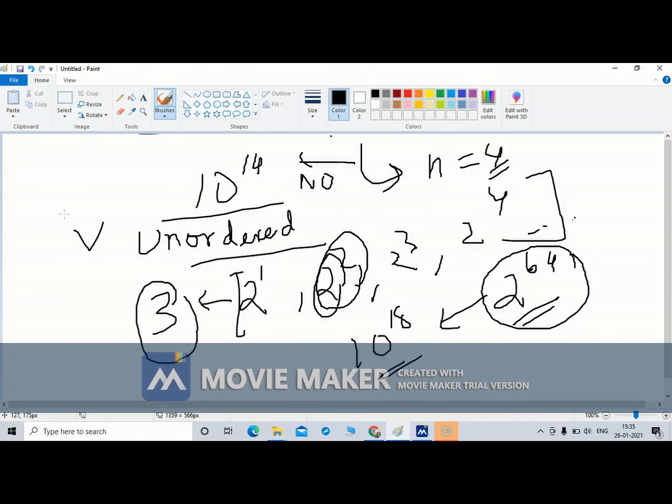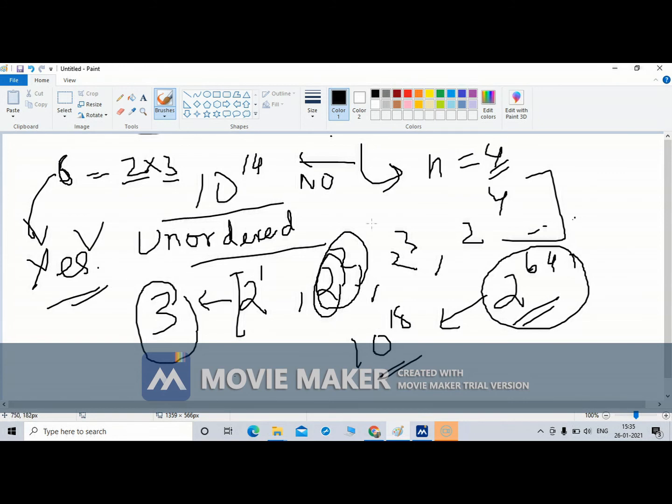Now if they give us 6, it has the prime factors 2 and 3. So 6 is not present over here, and for 6 the answer will be yes. So that is the logic we have to follow.